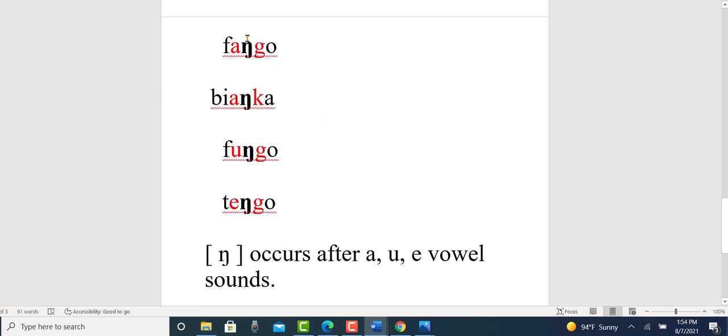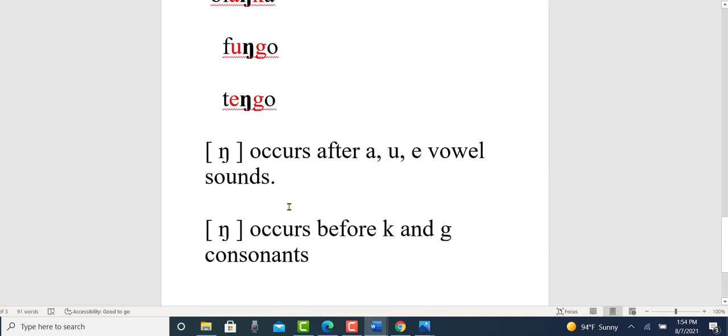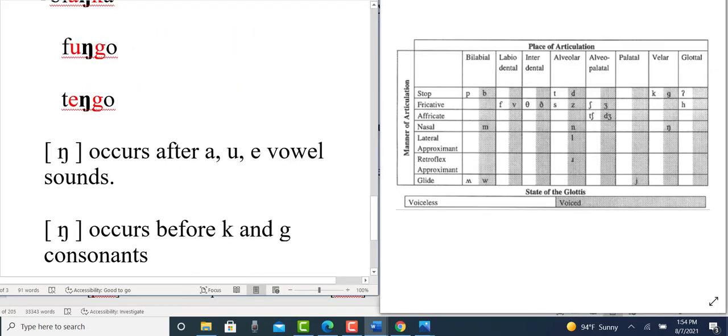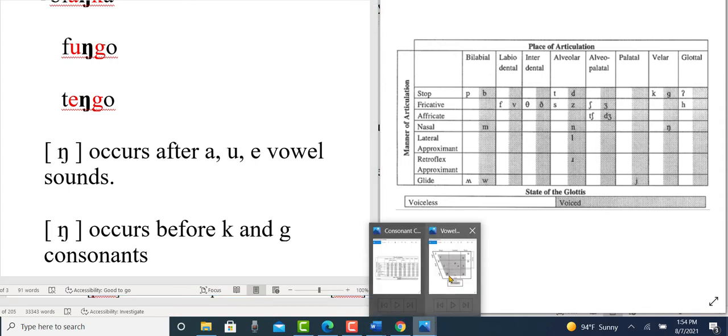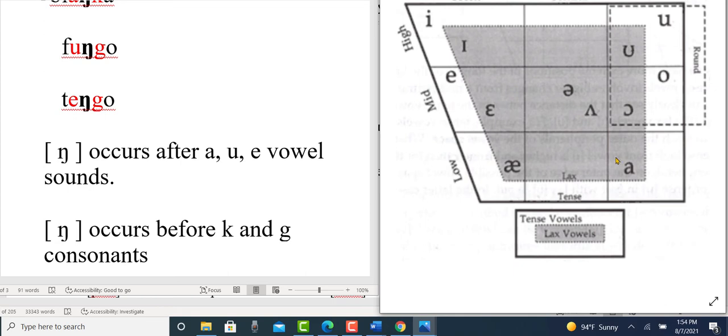Okay, so let's take a look at fango, bianca, fungo, and tengo. It looks like the eng occurs after the A, U, and E vowel sounds, right? If we go back to the vowel chart, do we see anything here? We have the A, a back, low, lax vowel. We have the U, a back, high, tense vowel. We have the E, a front, mid, tense vowel. Again, we can't draw any firm conclusions based on these three sounds. They're all over the vowel chart, so there's not much we can say there.